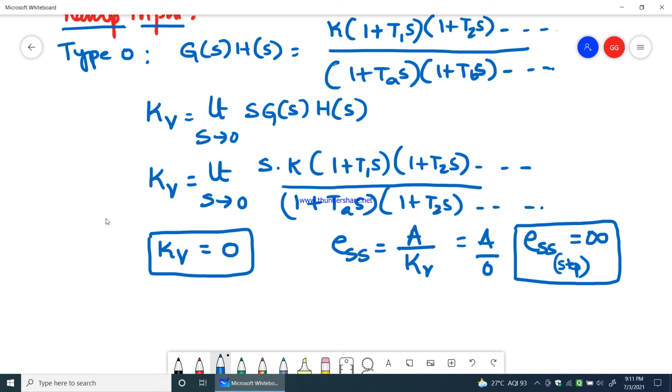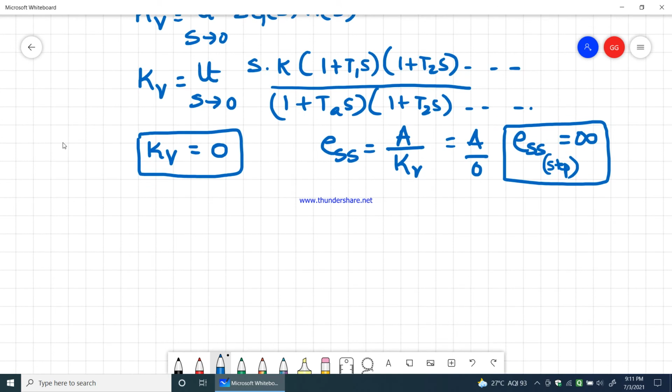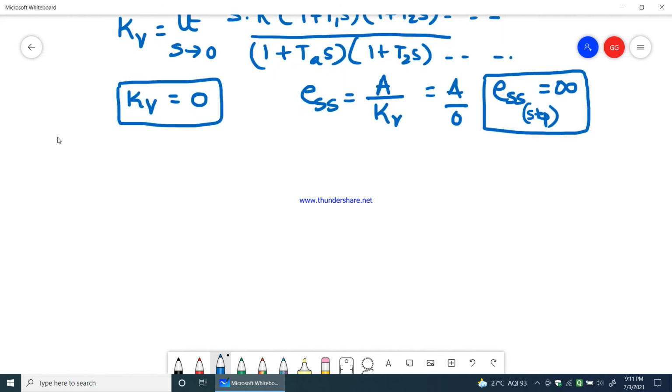So can you consider type 0 system for ramp input? Never, because the error is infinity. So you can't consider the type 0 system for ramp input. You can't consider type 0 system even for step input. Though if you consider it, you get a minimum amount of error, but you don't get infinity.